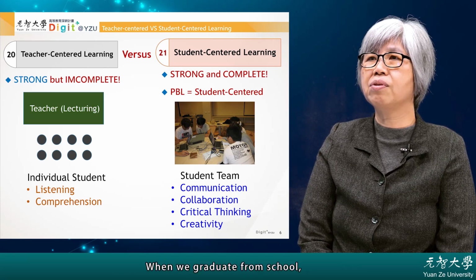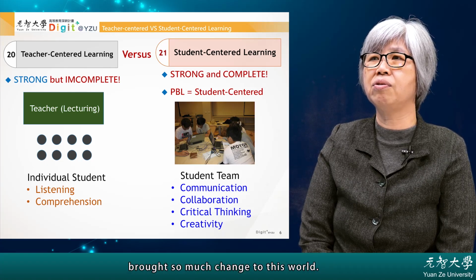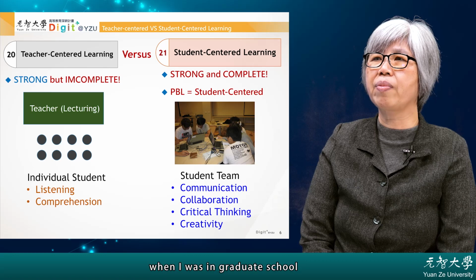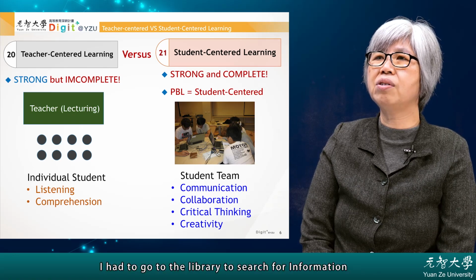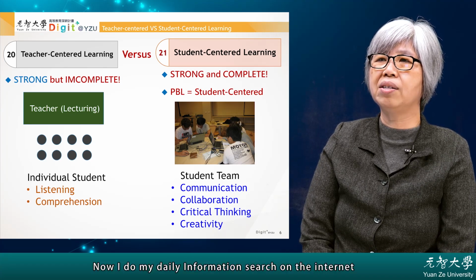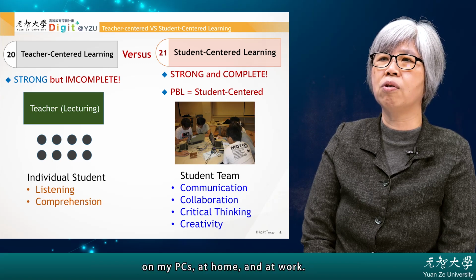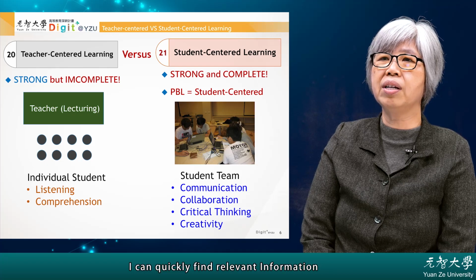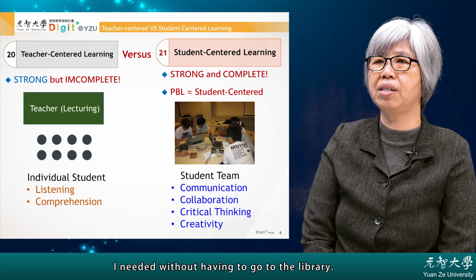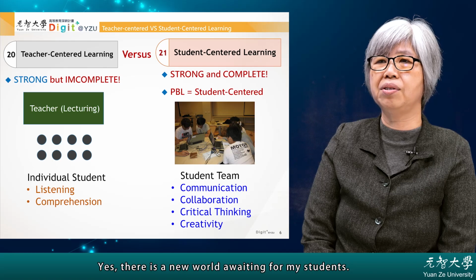When we graduated from school, personal computers and the internet brought so much change to this world. I still remember when I was in graduate school, I had to go to the library to search for information and Xerox book pages. Now I do my daily information search on the internet, on my PCs at home and at work. I can quickly find relevant information I need without having to go to the library. Yes, there is a new world awaiting my students.